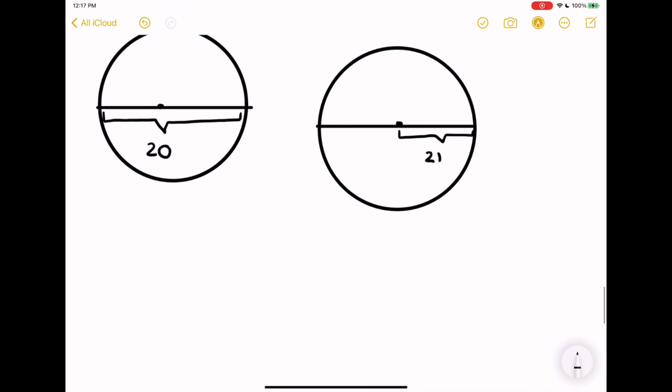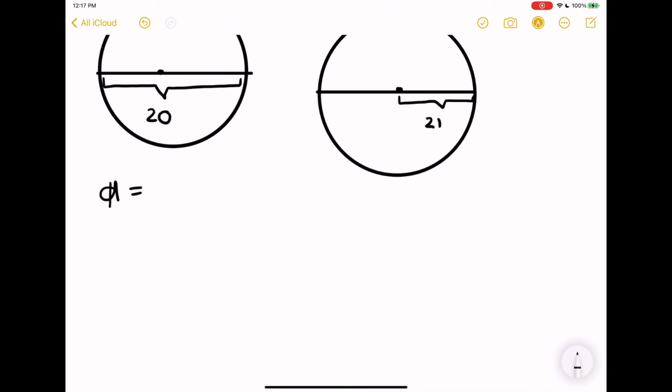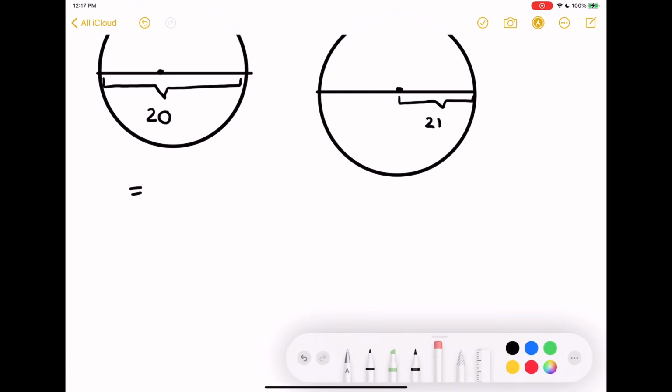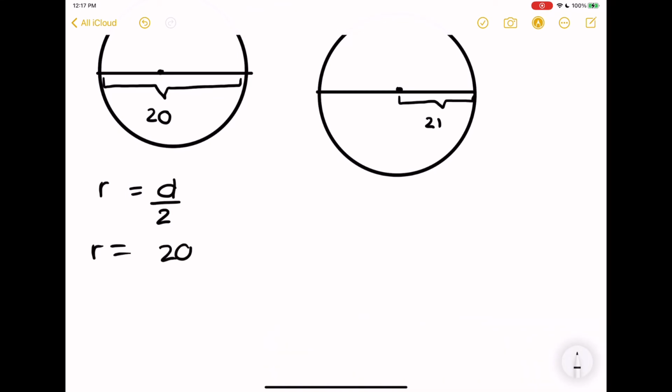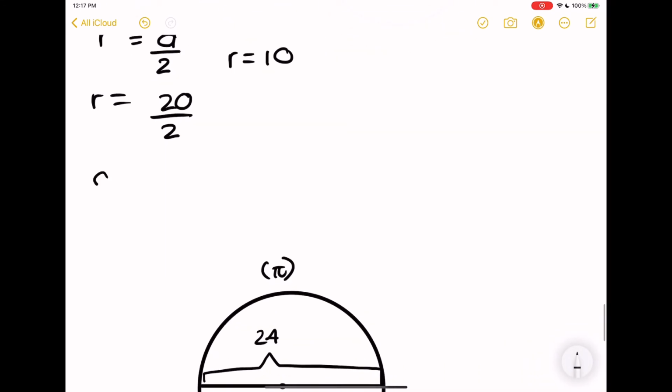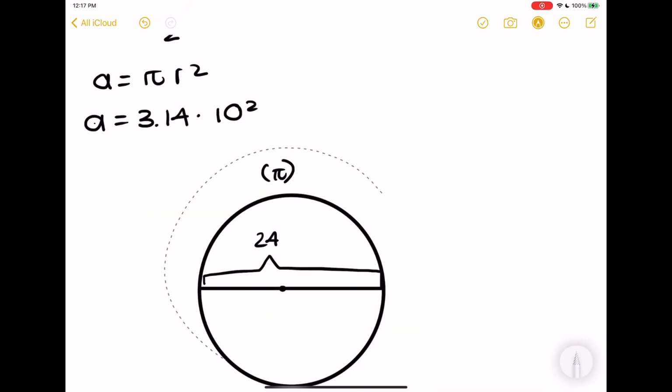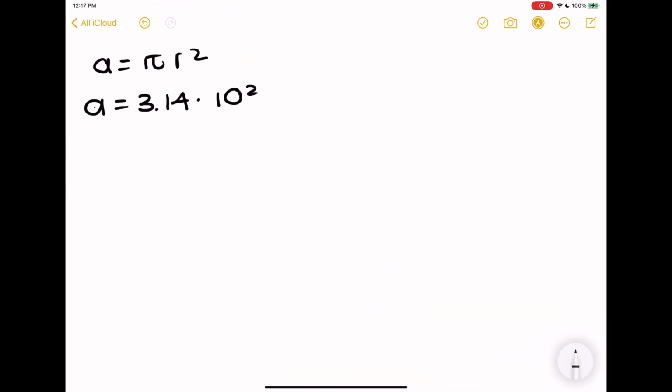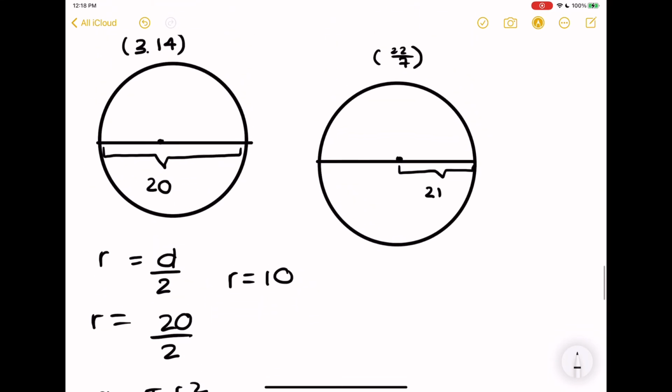Did you do it? Let's check if you got the correct answers. For this first one, the first thing we need to do is find the radius, which is 20 divided by 2. So the radius is 10. And then 3.14 times 10 squared, well, we already did this before, and that is easily just 314.